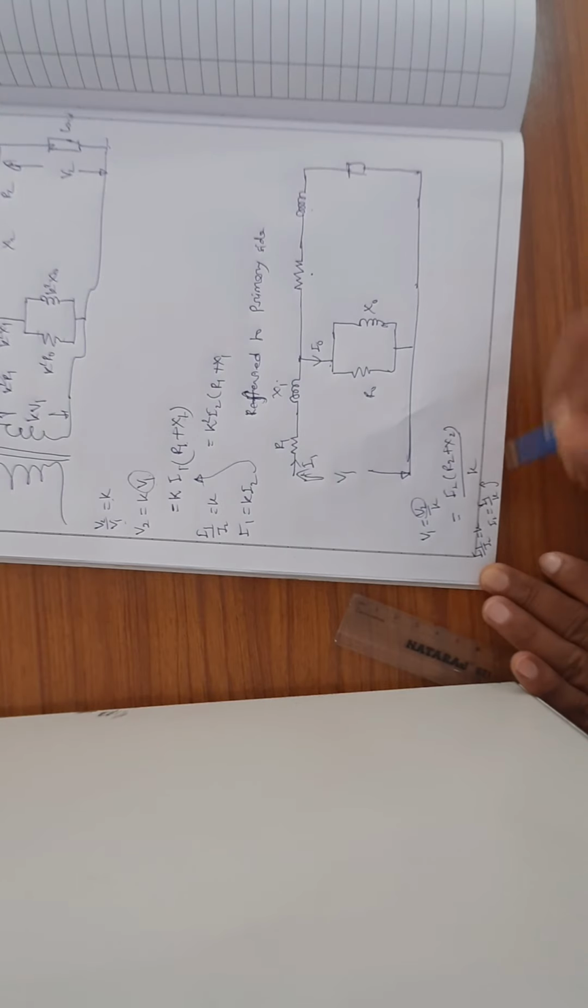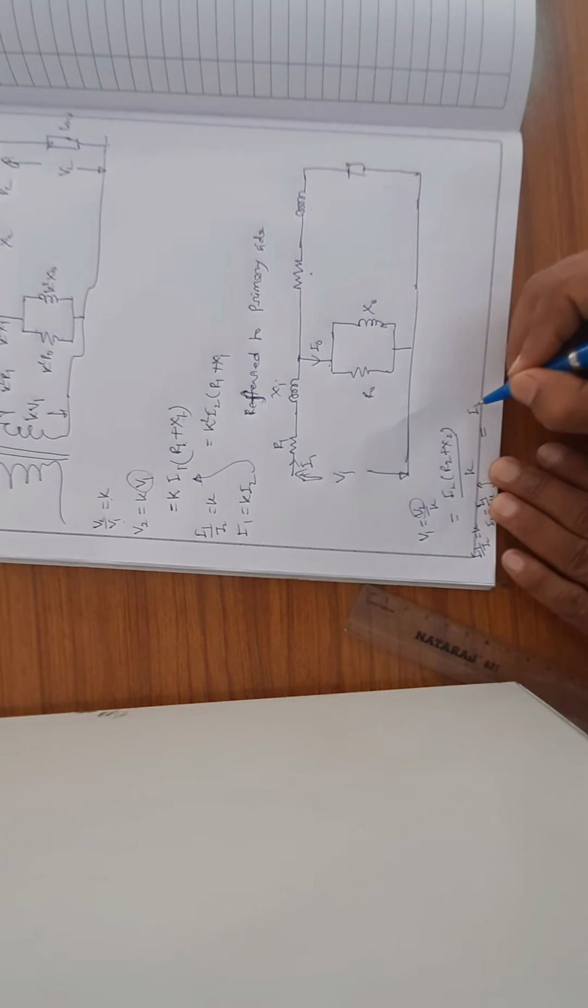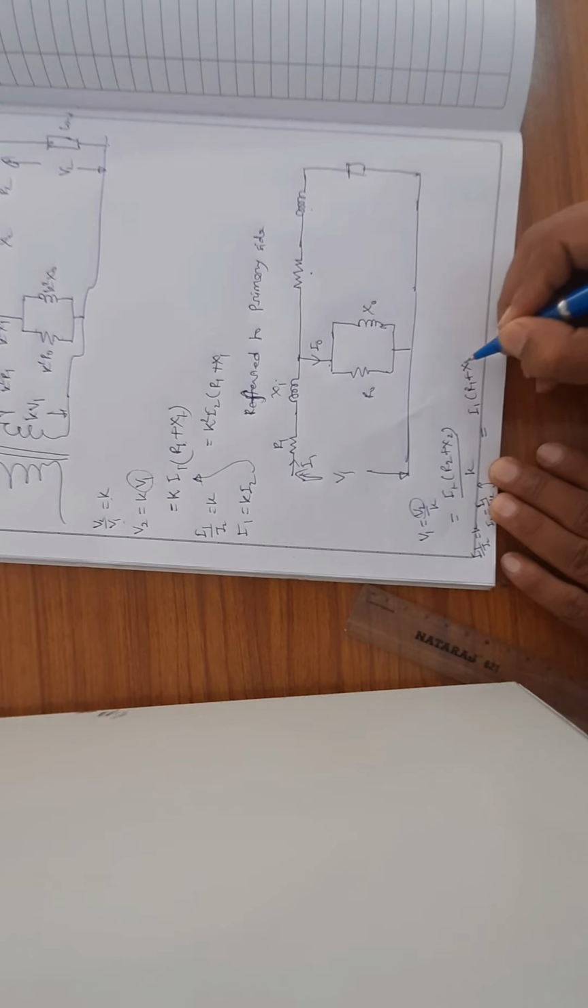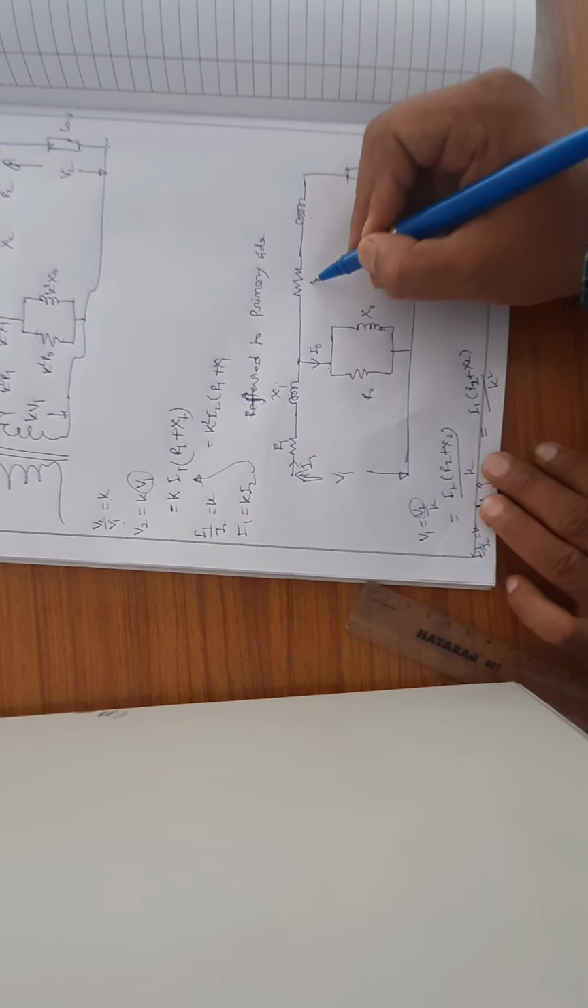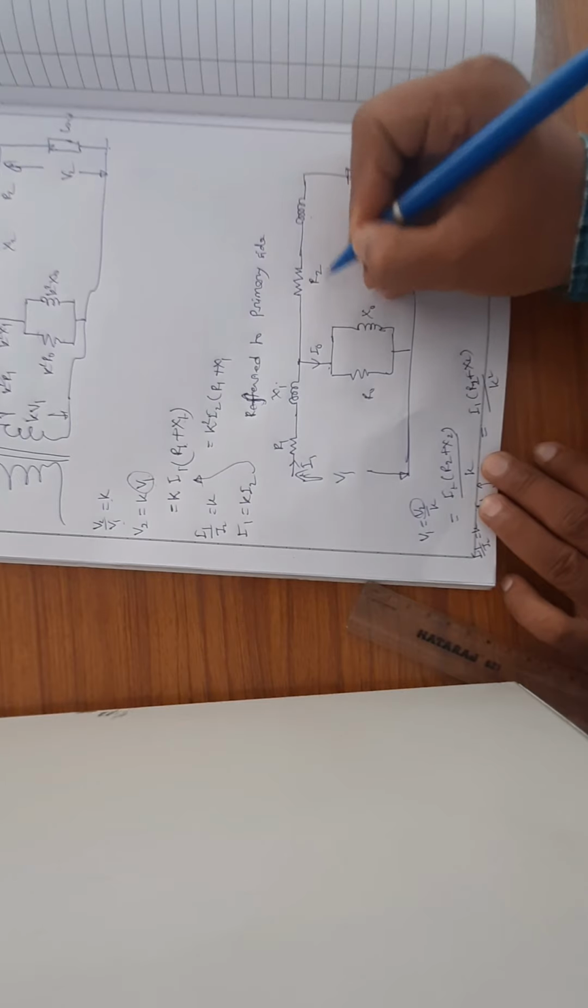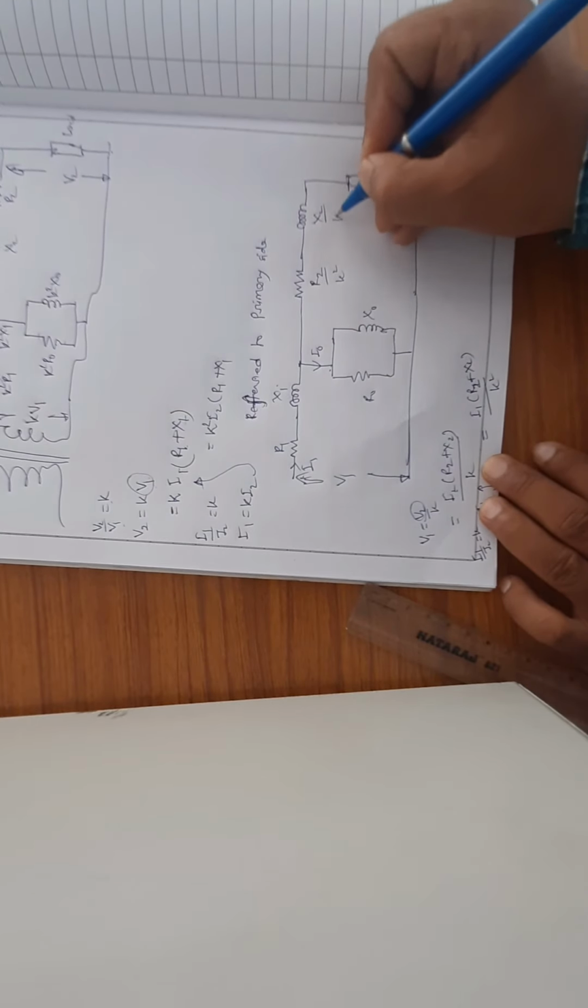Put the values here. We get I1 R1 plus R2 plus X2 upon K square. So the value is here R2 upon K square and this value is X2 upon K square.